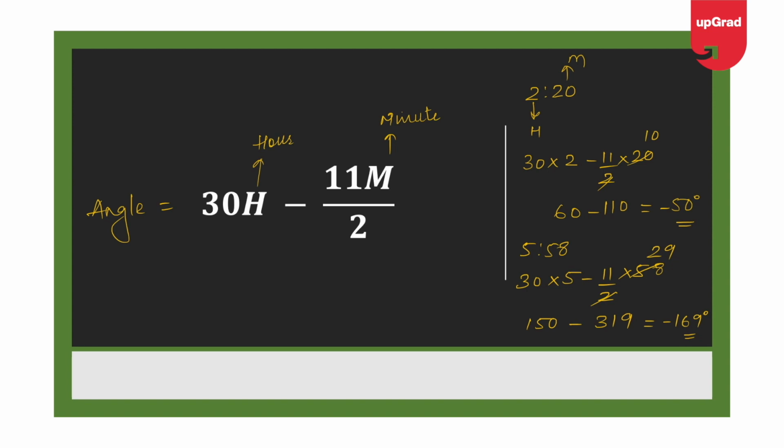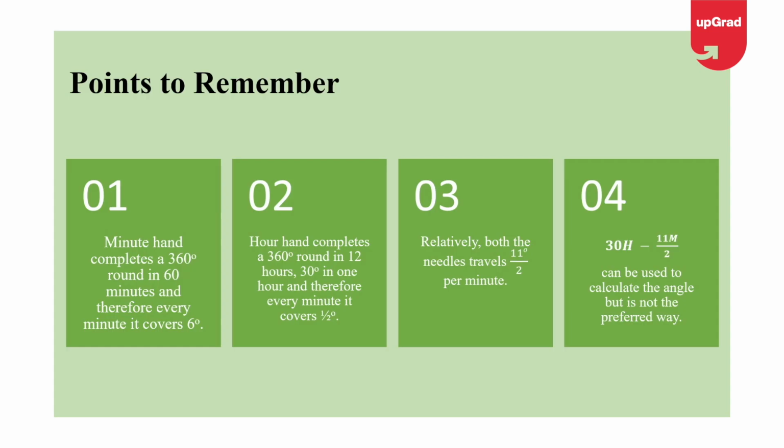I hope we have learned all the important concepts required to calculate the angle from a given time. Let me quickly summarize these points. The first thing that we have done was the minute hand completes a 360-degree round in 60 minutes, and therefore every minute it covers 6 degrees. That's my first point to be remembered. Second point, the hour hand completes a 360-degree round in 12 hours. That is 30 degrees in 1 hour, and therefore every minute it covers half a degree. These are the 2 points that we need to remember.